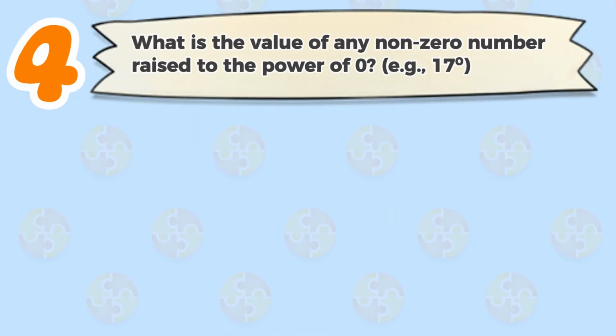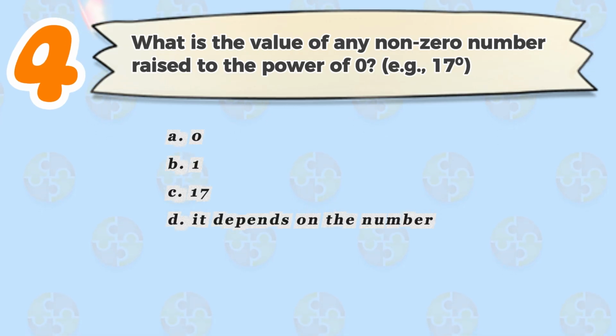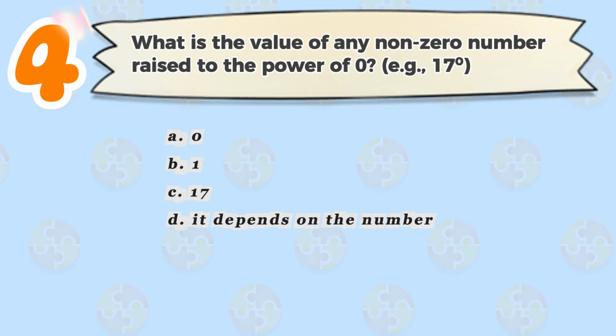Question number 4. What is the value of any non-zero number raised to the power of 0? For example, 17 to the 0 power. The choices are A. 0, B. 1, C. 17, D. It depends on the number.